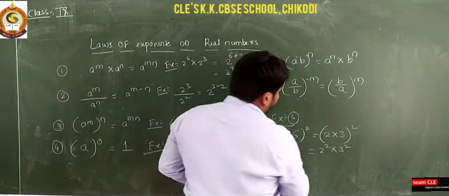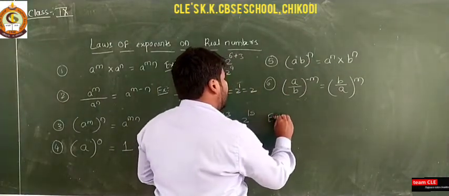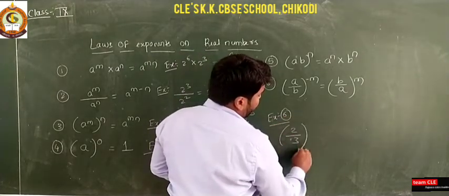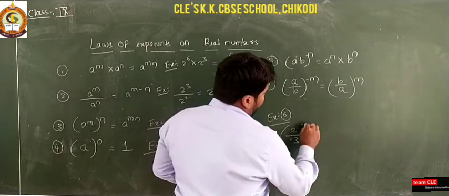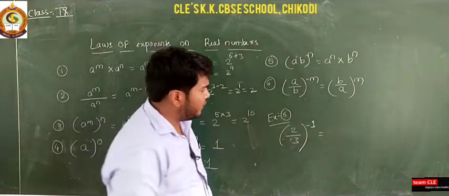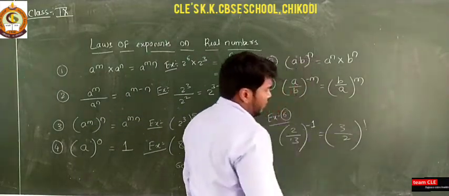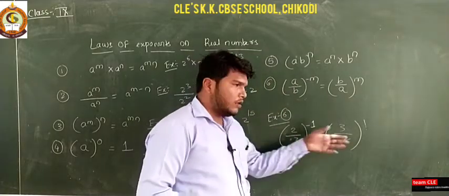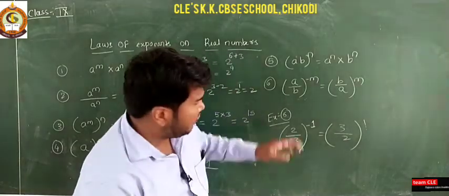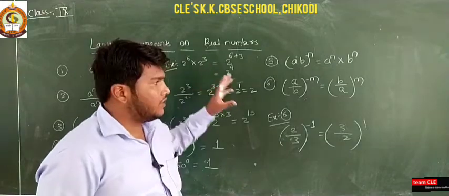Sixth one, I'll write the sixth example, I am going to solve here only. So see here, example number 4, sixth law: (2/3) raised to minus 1. Okay, so (2/3) whole raised to minus n is (3/2) whole raised to 1. Okay, so 2 by 3, take the reciprocal, right, 3 by 2, and minus 1 will become plus 1. So these are some of the laws of exponents on real numbers, and these are some examples.